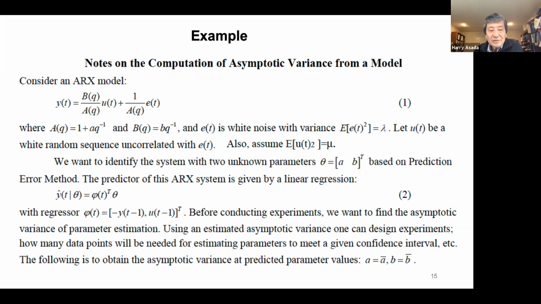So, here's the thing. Before conducting experiments, you want to find the asymptotic variance of the parameter estimation: how quickly the estimates of a and b are going to converge to the true values. Using the estimated asymptotic variance, one can design experiments and decide how many data points would be needed for estimating parameters to meet the given confidence intervals. You might be told it must be 2 sigma, 95%, of such and such. So the following asymptotic variance analysis is useful to answer these questions.